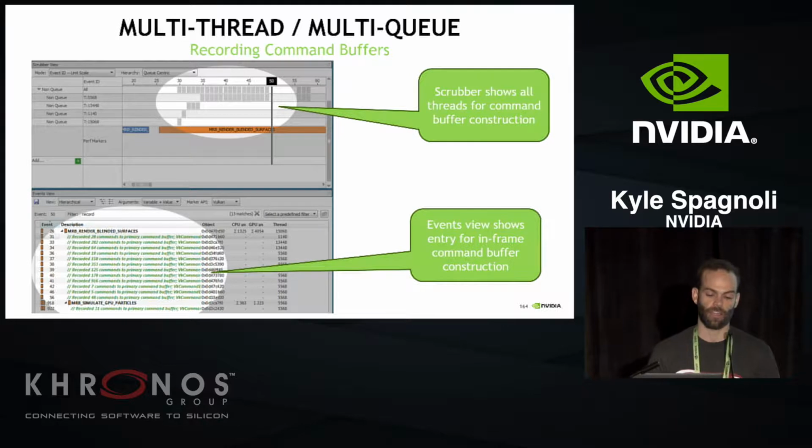And then at the top, we're calling out the scrubber view, which is a timeline showing all of the events that have happened in your frame. You can see that all of those events are happening simultaneously, well, not simultaneously, but happening on different threads.